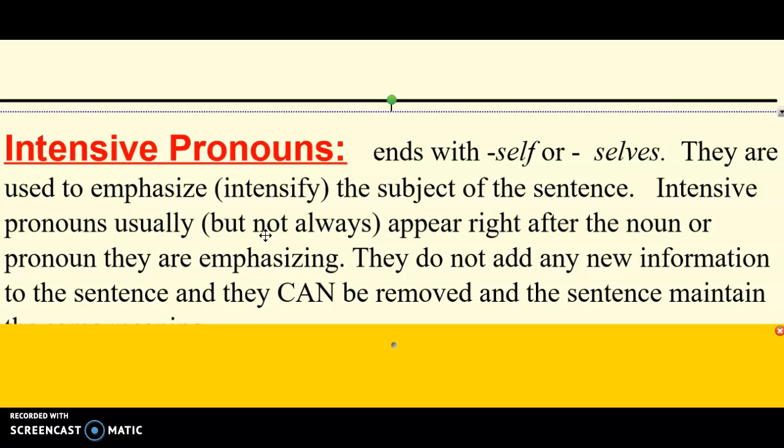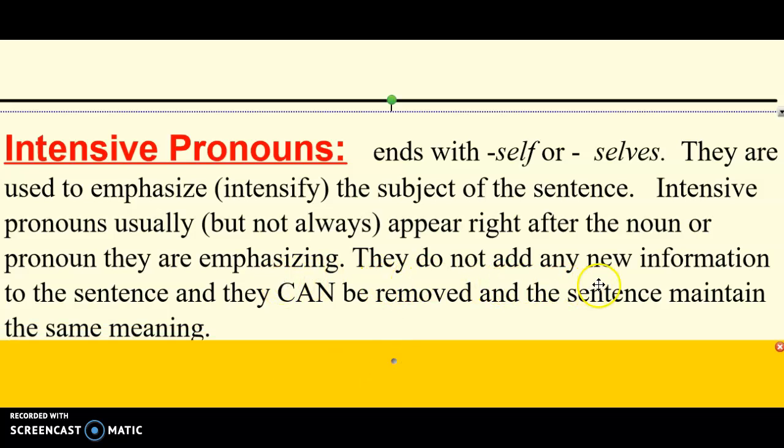So for example, I might say, you yourself can walk home from school, okay? Or she herself can walk home from school, or something along those lines. So it'll usually have the subject, and then the intensive pronoun would immediately follow it. That's not always going to be true, but often, okay? Often they will be side by side. The other trick to identifying whether or not the self or selves pronoun is intensive or reflexive is twofold, okay? The first thing is they do not add any new information to the sentence. So they're not adding anything.